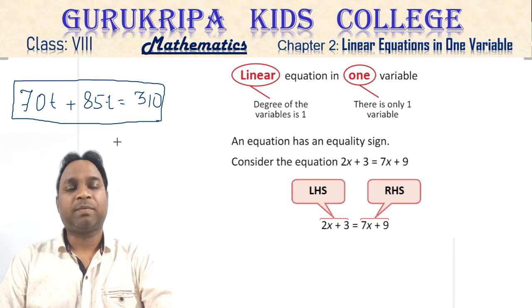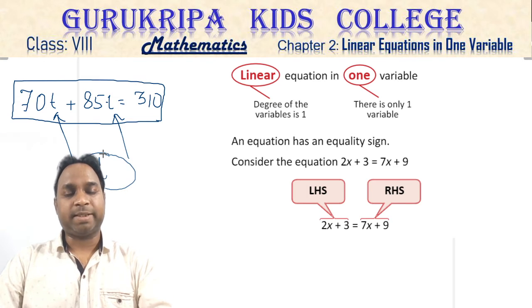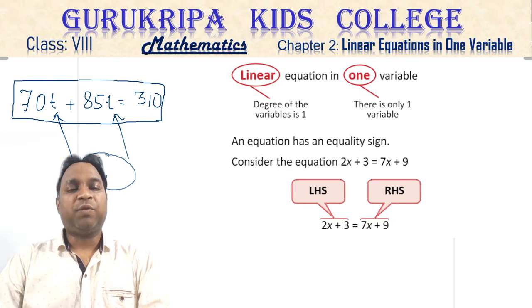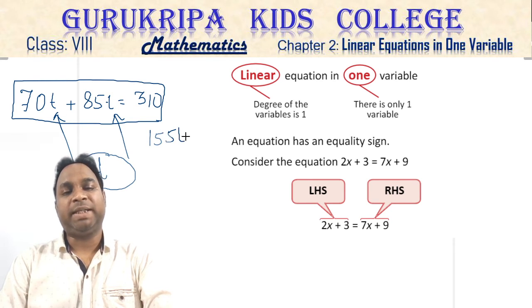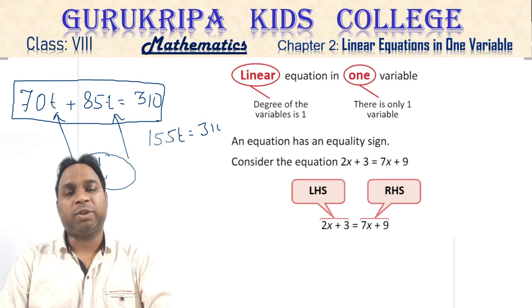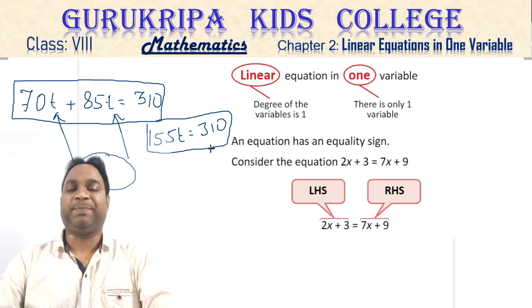So what is the variable over here? We have one variable t, and this is one more variable, and that's also t. So t comes twice in this equation, isn't it? Of course, we can add up both the t's and write, what can we write? 155t is equal to 310. That is also the same linear equation. Both the equations are the same.